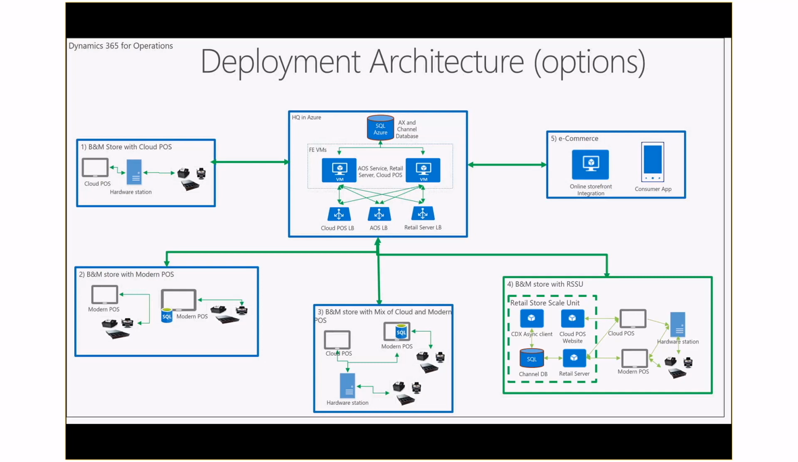The first scenario could be on the left here. Number one, we see a simple brick and mortar store with cloud POS. Let's say in this example, we wanted flexibility of different devices, say a different tablet with a different OS. So cloud POS was chosen here. Since some special hardware seems to be required in this project or in the store, we have a hardware station at play here as well.